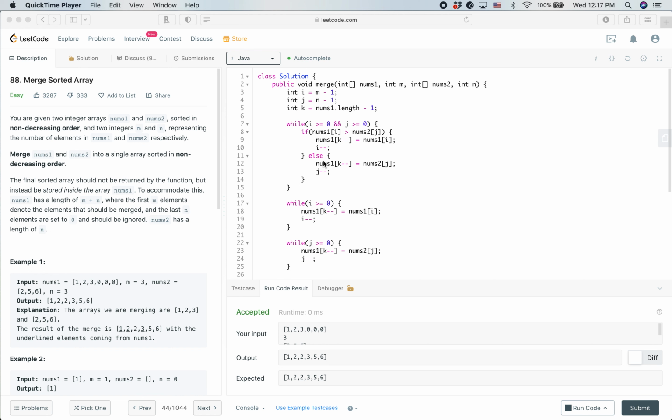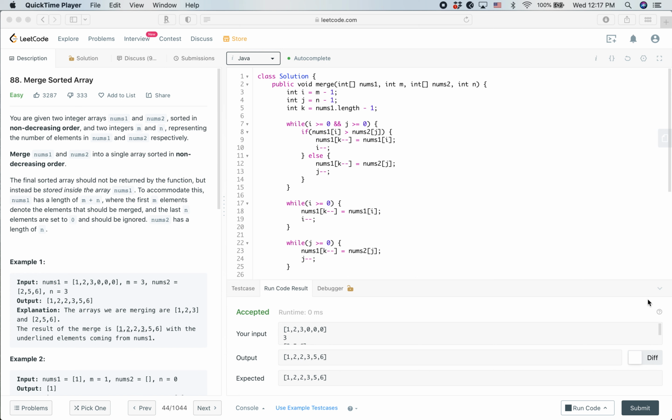Problem 88, merge sorted array. Basically, you are given two integer arrays, nums1 and nums2, and both of them are sorted in non-decreasing order, and two integers m and n representing the number of elements of nums1 and nums2 respectively. Merge nums1 and nums2 into a single array sorted in non-decreasing order. And we don't need to return anything, just put the result into nums1.